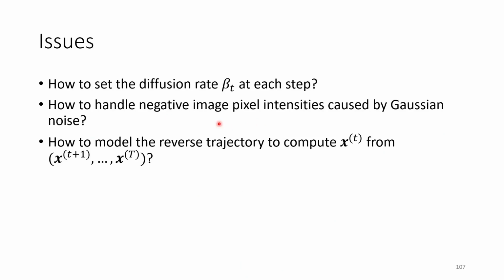Because image intensities are all positive, but if you add the Gaussian noise, sometimes it will become negative. How to handle this? And how do you model the reverse trajectory? It means if you only have x_{t+1} to x_t, those noisy values, how do you predict the clear value, step by step?